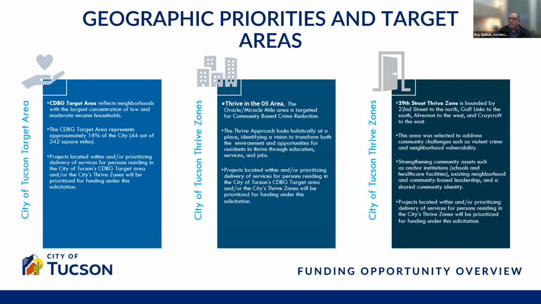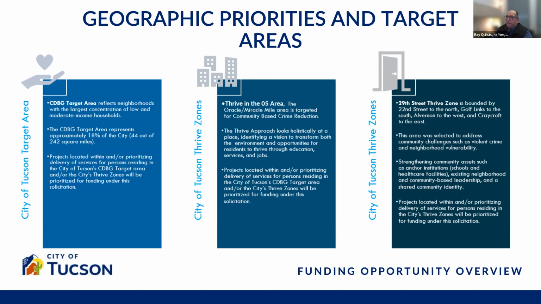Geographic priorities and target areas. The CDBG target area reflects neighborhoods with the largest concentration of low and moderate income households. The CDBG target area represents approximately 18% of the city, which is about 44 out of 242 square miles. Projects located within and or prioritizing delivery of services for persons residing in the CDBG target area or Thrive zones will be prioritized for funding under this solicitation. And we have the Thrive zones.